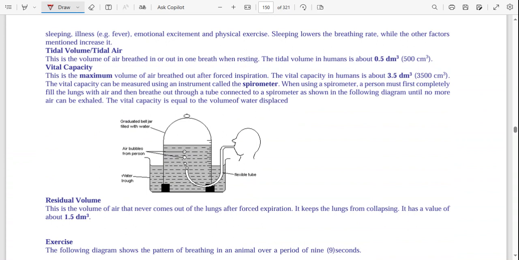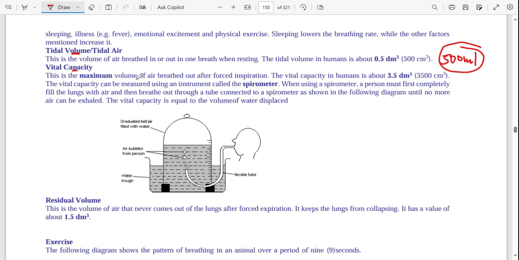Okay. So you have got some terms like tidal volume. Tidal volume is just describing the amount of air that goes into the lungs and goes out of the lungs. And it is 500 milliliters, or 500 cubic centimeters, because the cubic centimeter and the milliliter are the same.